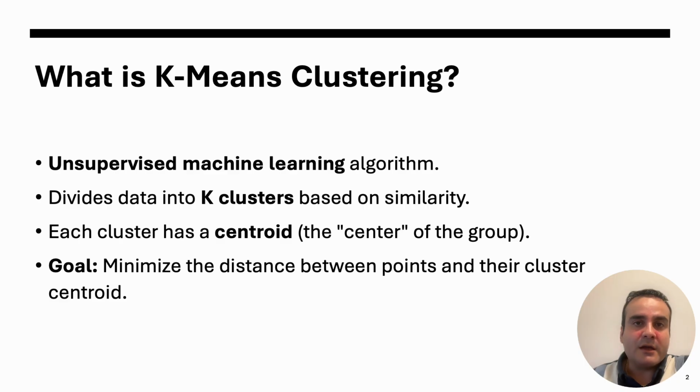K-means is an unsupervised machine learning method, meaning it doesn't require labels. It automatically finds patterns or groupings in the data by organizing points into k clusters. Each cluster is summarized by its centroid, the center of the group. The main goal is to minimize the distance between points and their cluster center.